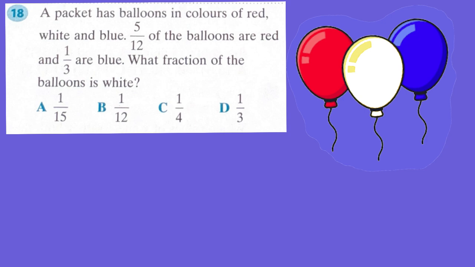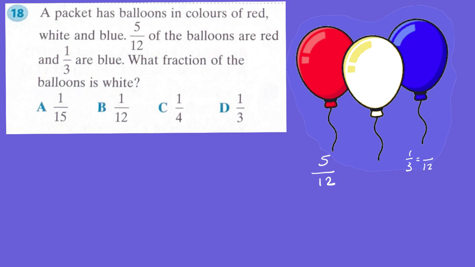A packet has balloons in colors of red, white and blue. Now 5/12 of the balloons are red. So 5 out of the 12 are here. They're red, 5. If we've got 12 balloons, 5 of them are red. And 1/3 of them are blue. It doesn't tell me what it is out of 12. I want to change this to out of 12. What is this out of 12 balloons?